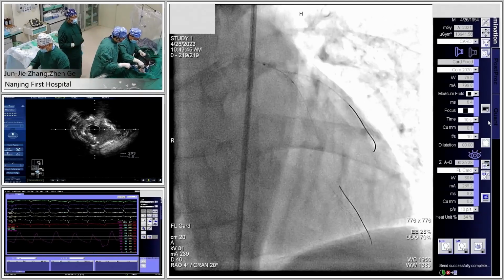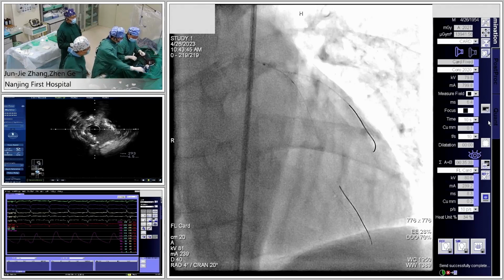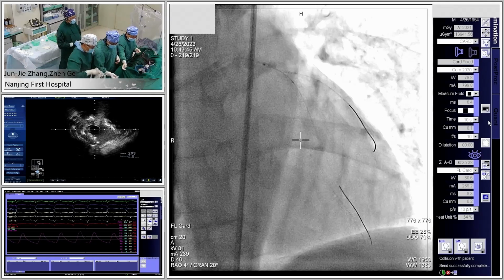You see, still there is some resistance. So we will use a 3.0 balloon in the mid LAD to do the angle ballooning.